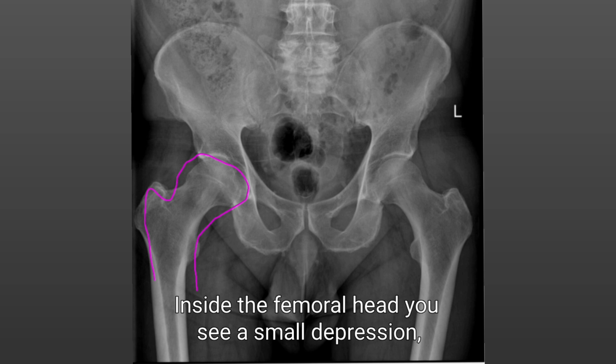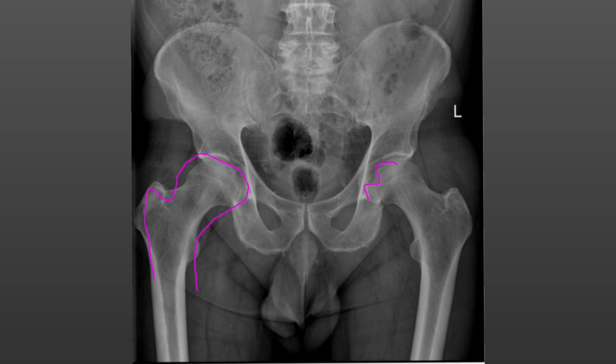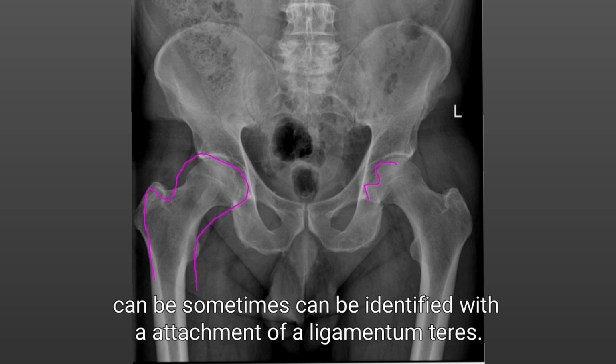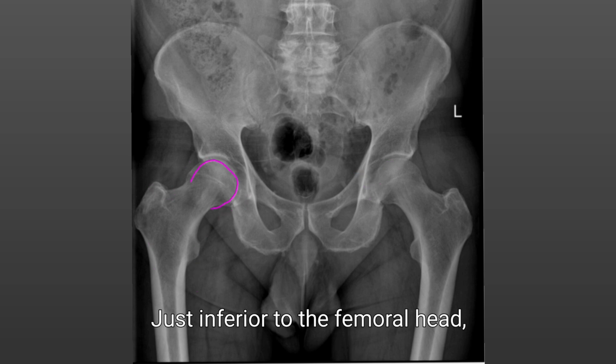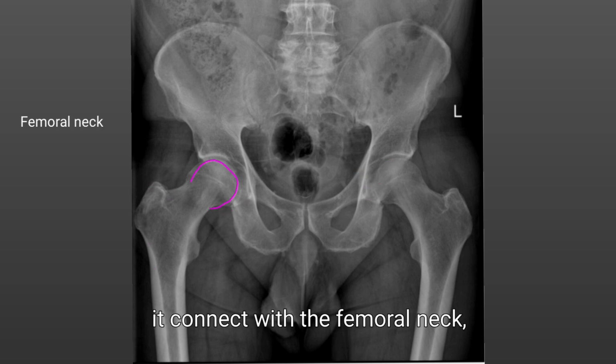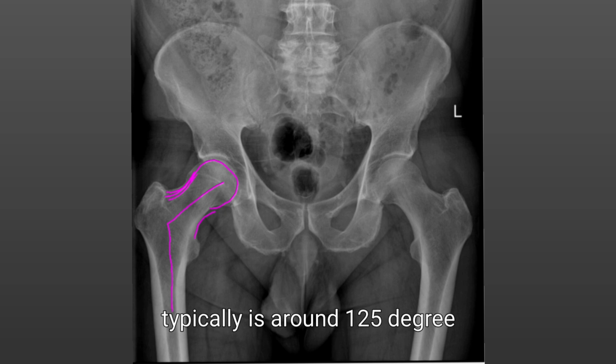Inside the femoral head, you see a small depression known as the fovea capitis, which can sometimes be identified with the attachment of the ligamentum teres. Just inferior to the femoral head, it connects with the femoral neck. This is called the femoral neck, and the angle it forms is called the neck-shaft angle, which is typically around 125 degrees in adults.